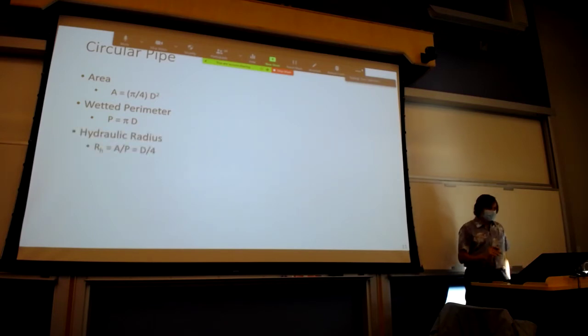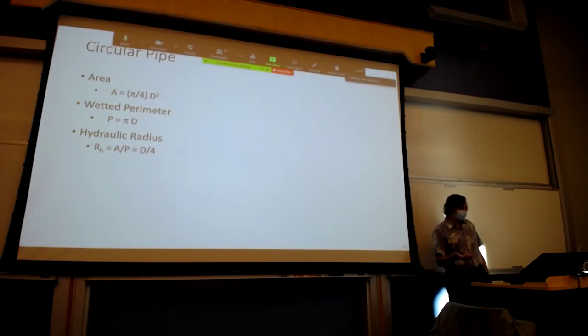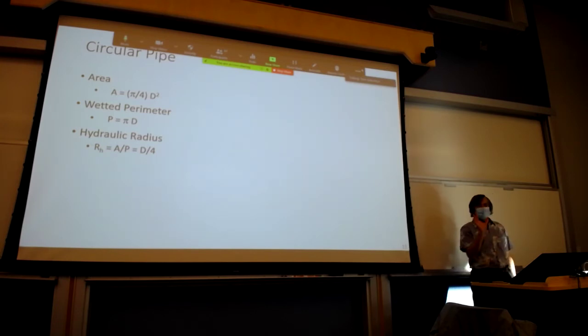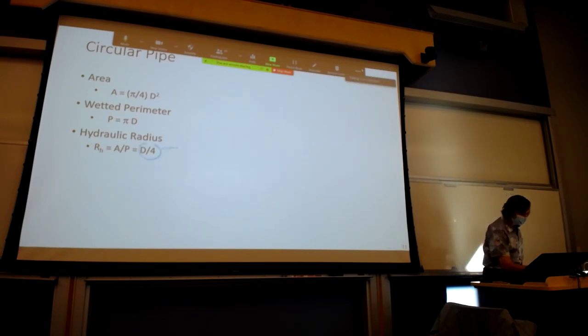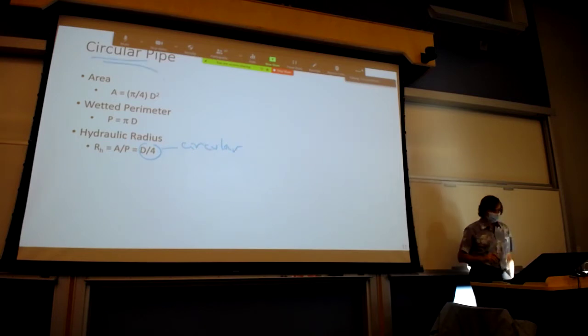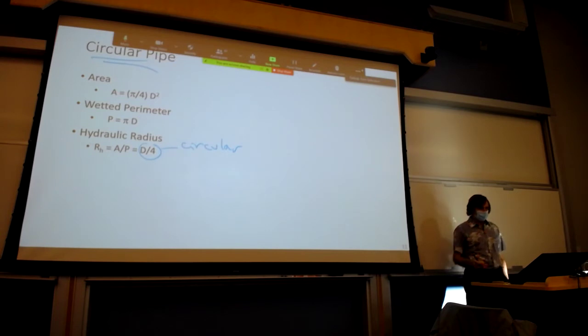And the hydraulic radius for a circular cross-section, irrespective of the cross-section shape. Hydraulic radius is always defined as cross-sectional area divided by wetted perimeter. And for a circular pipe, remember that's the title of this slide. For a circular pipe, pi over 4 d squared divided by pi d is d over 4.